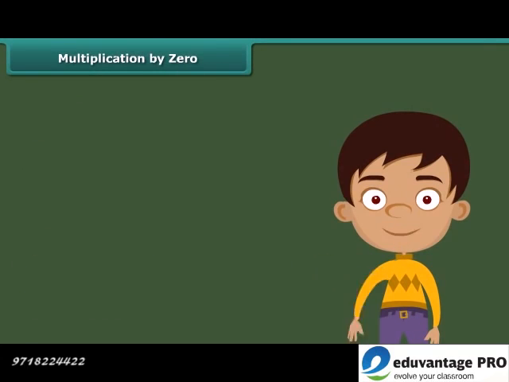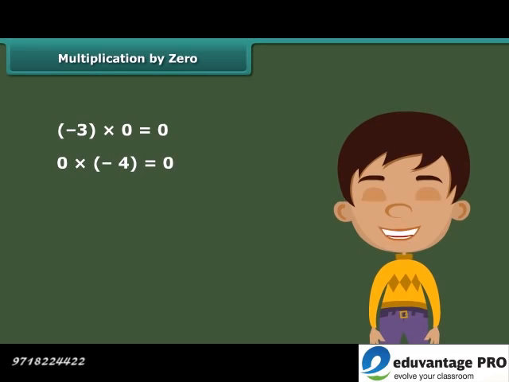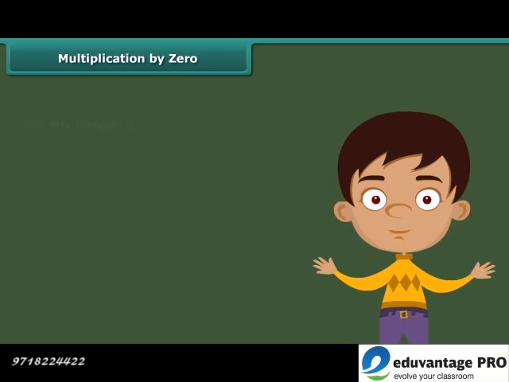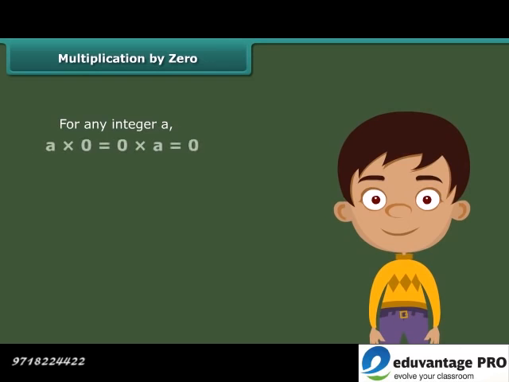The product of a negative integer and 0 is 0. For example, -3 × 0 equals 0. 0 × -4 equals 0. -5 × 0 is equal to 0. 0 × -6 is equal to 0. In general, for any integer a, a × 0 is equal to 0 × a, which equals 0.